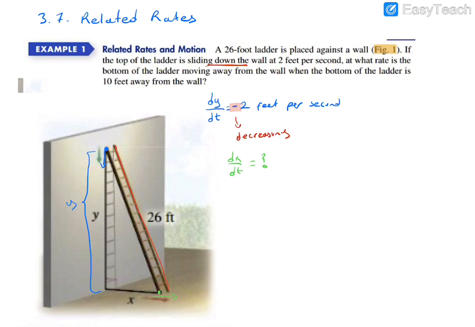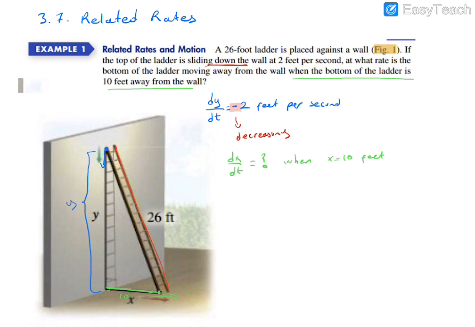And when we try to calculate this value, when the bottom of the ladder is 10 feet from the wall, yes. So when x is 10 feet, this is 10 feet, and we know this is 26 feet. We can calculate the y easily. So we will calculate dx over dt.